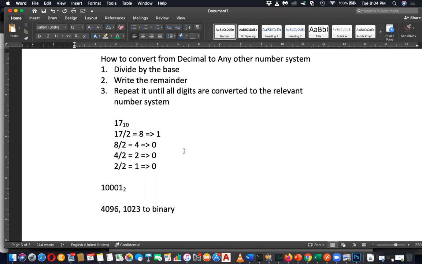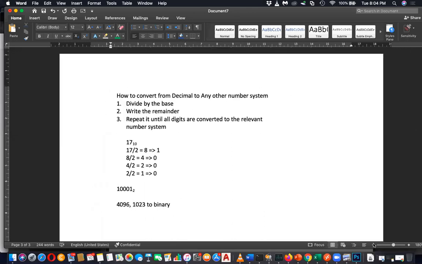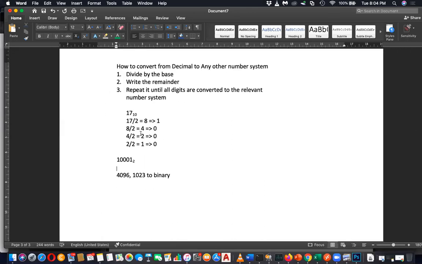Okay, meanwhile, I'll also calculate this and try to find the answer. I'm going to convert 4096 to binary, and this will give you an interesting answer. Let's see whether you have found the answer. 4096.